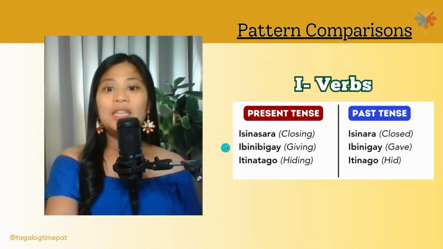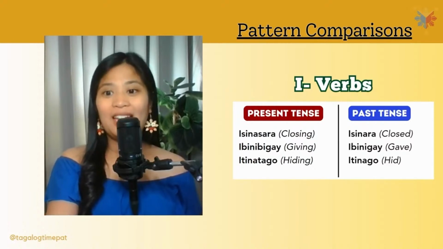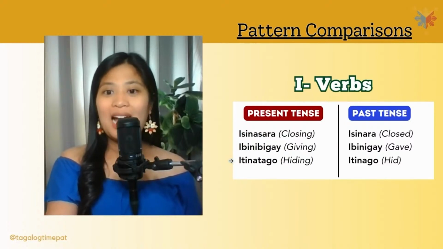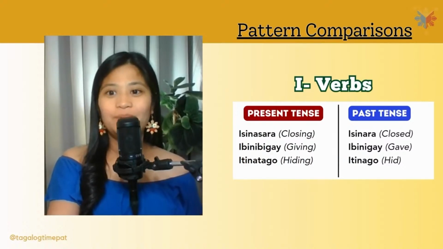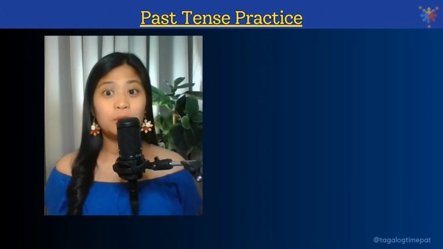In the present tense, ibigay becomes ibinibigay. That means giving. In the past tense, it's ibinigay, gave. Lastly, itago, which means to hide, in the present tense is itinatago. That means hiding. In the past tense, it's itinago, hid. So those are all of the past tense conjugation patterns for the different types of verbs in Tagalog.